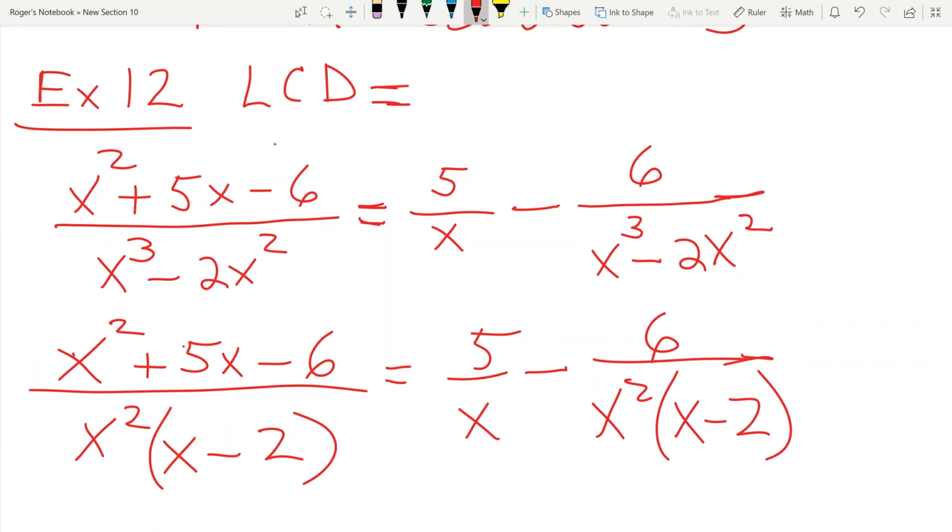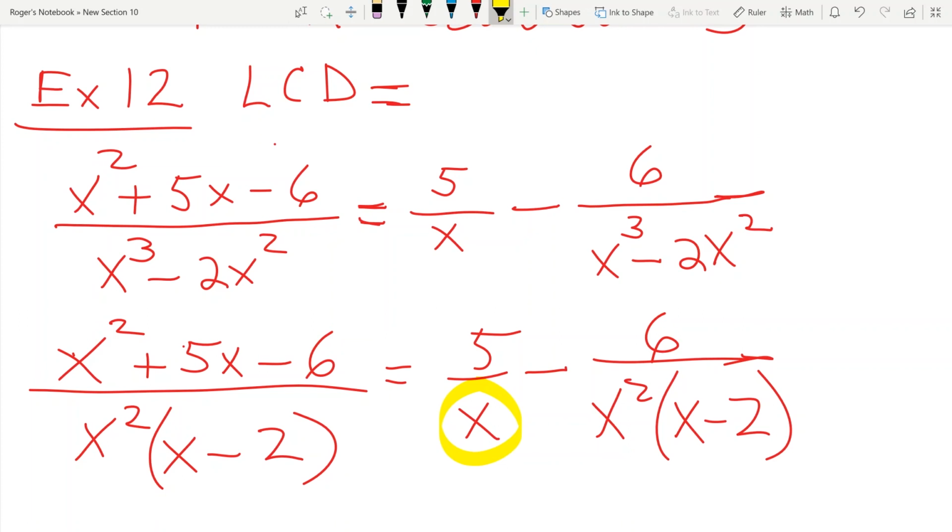Now our denominators are all in factored form, and notice that the only thing missing on the denominator of the 5 here, 5 over x, if we were to multiply it by x times x minus 2, we would have the same thing as all the other denominators.